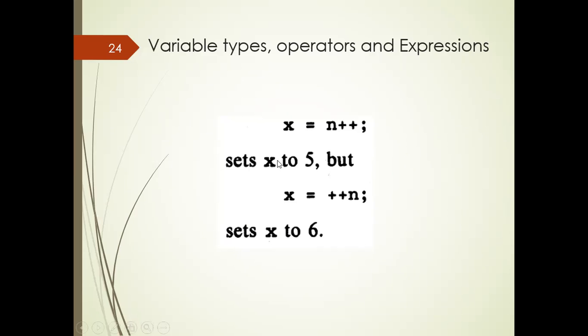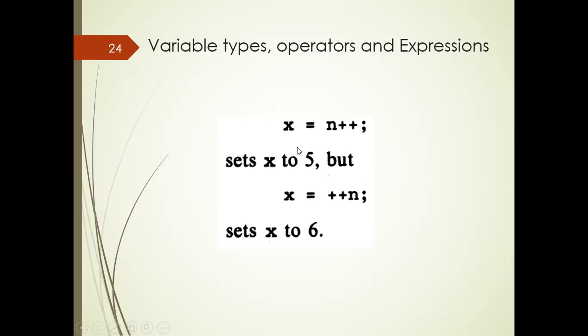Let's say as part of your code, you have something like this. x is equal to n plus plus. So what is going to happen here? It matters if you put plus plus n or n plus plus. So what's happening here is if you have x equal to n plus plus, it's going to first assign the value of n to x and then increment n, and the new value of n would not be assigned to x.